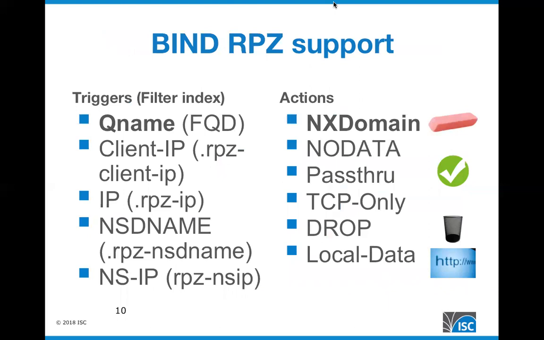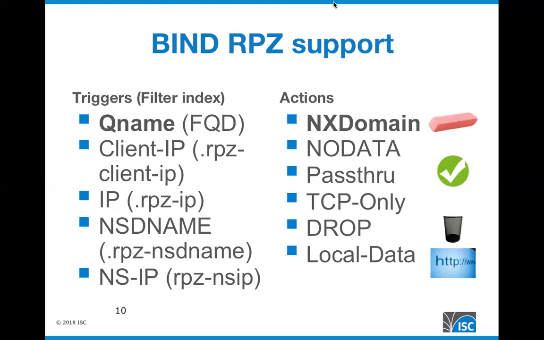So again, these are the possible triggers that you can use for in bind. QName, of course, the question that's asked. Client IP, if this is a certain client that needs some extra special filtering, if you will. And then the IP that's being returned in the answer, is that known to be a malicious IP? And then the same thing with name server names and name server IPs. Are they known to be malicious? And if they are, then we can do things with that response.